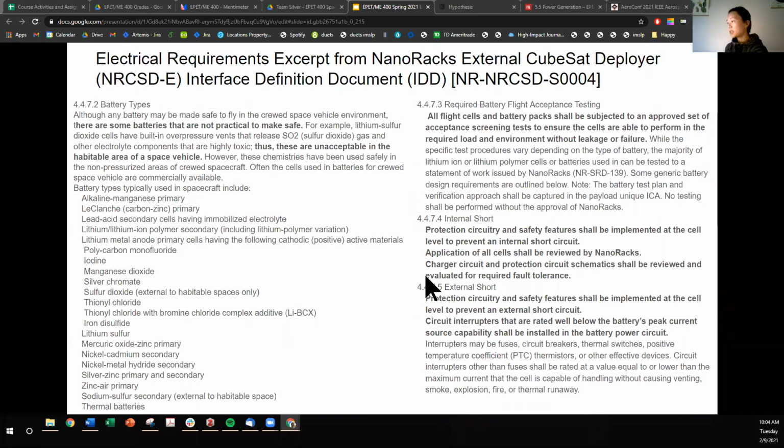For external shorts, protection circuitry and safety features shall be implemented at the cell level to prevent an external short circuit. Circuit interrupters that are rated well below the battery's peak current source capability shall be installed in the battery power circuit.